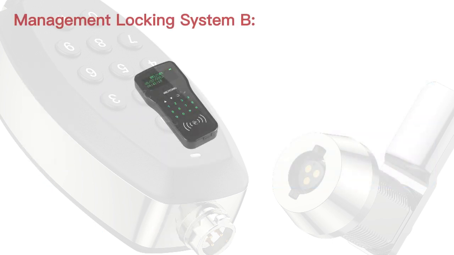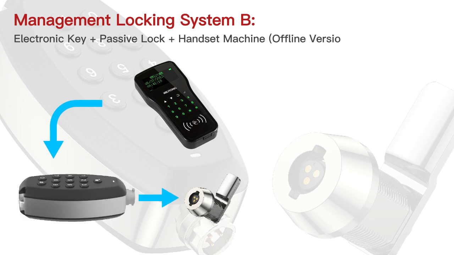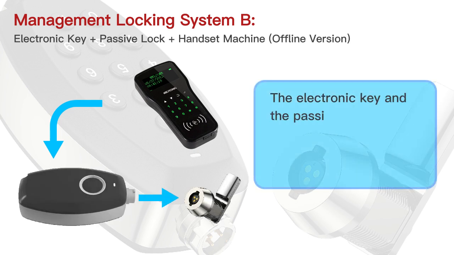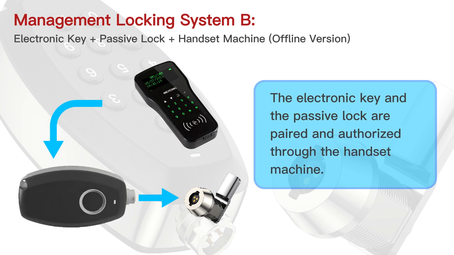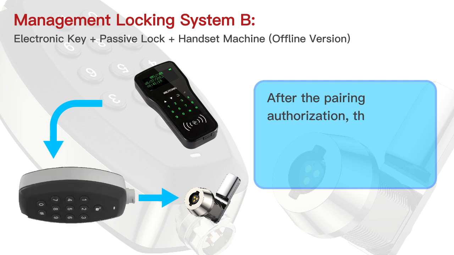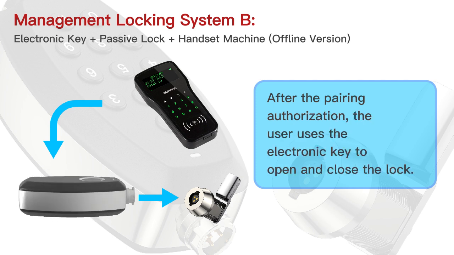Management locking system B: electronic key plus passive lock plus handset machine, offline version. The electronic key and the passive lock are paired and authorized through the handset machine. After the pairing authorization, the user uses the electronic key to open and close the lock.